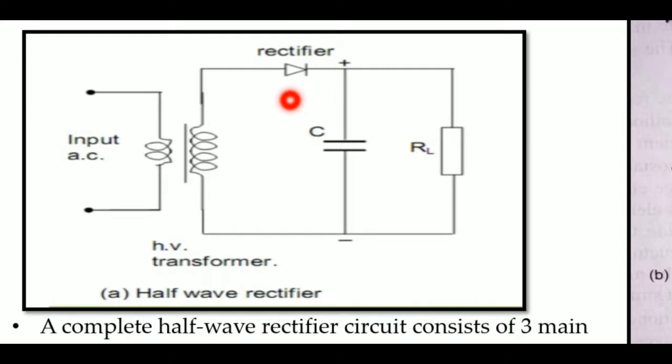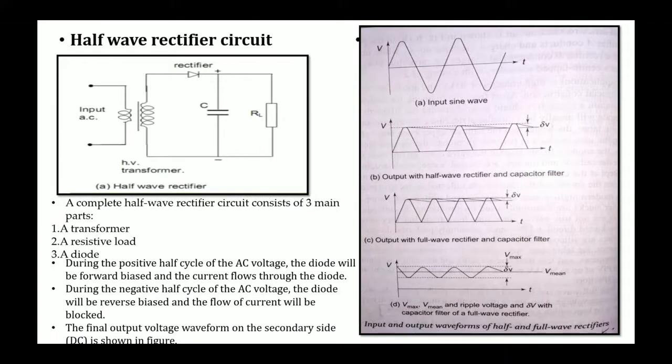Getting my point? So that is why the final output voltage waveform on the secondary side that we will get will be like this. This is the input sine wave, nothing but the input AC voltage we are providing to this circuit. During the positive half cycle only, the diode conducts, so only the positive cycle is present because there is no negative half cycle. Why is it so? The diode will not conduct during the negative half cycle. So only the positive cycles are represented in this output waveform.